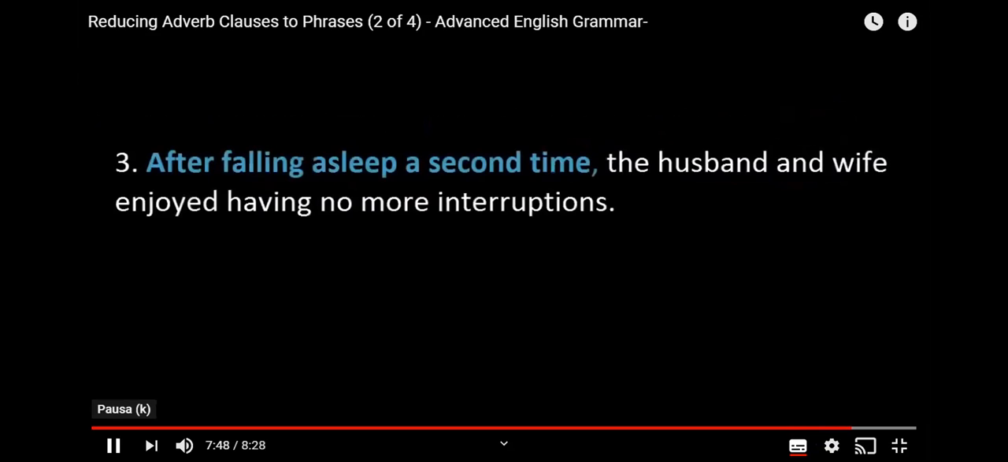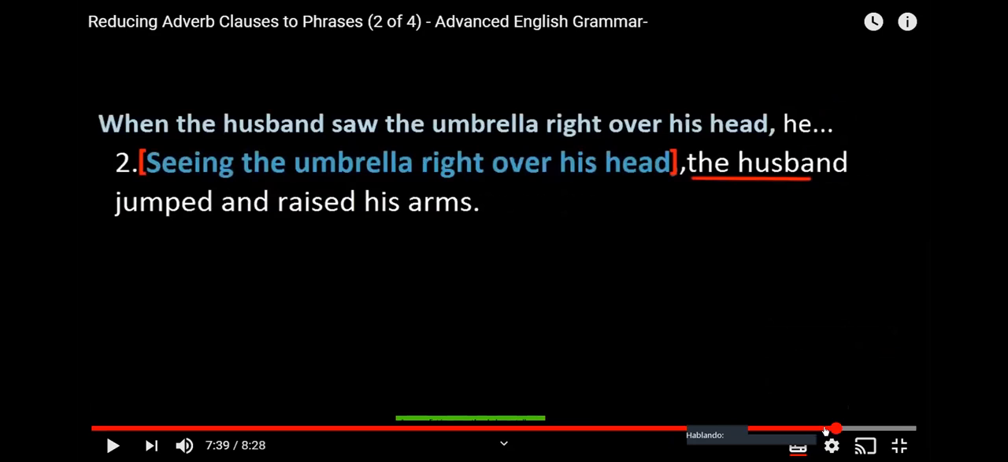Three. After seeing. Are you sure? Remember, what is the subject? The husband. Okay, so we can say here, when the husband saw the umbrella, because there are two past actions. Because the verb is see, the past is saw. Okay, very good. Last exercise.